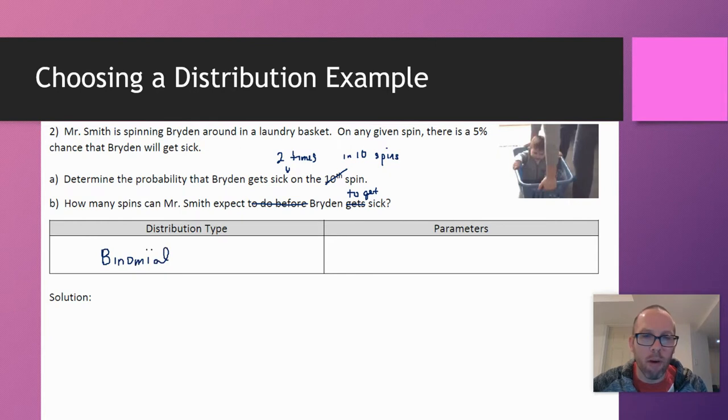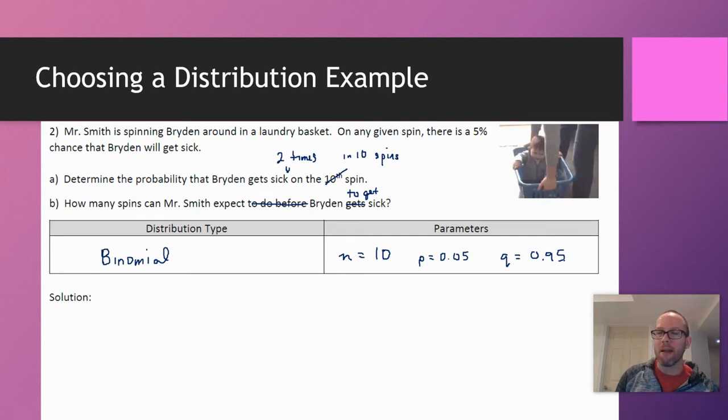All right, so it is binomial. We are spinning him 10 times. This will be fixed up on your lesson sheet there. His probability of getting sick is 0.05, 5% of the time, which means that Q is 0.95. Notice that's not given in the question, it's implied. If he's sick 5% of the time, he's not sick 95% of the time.